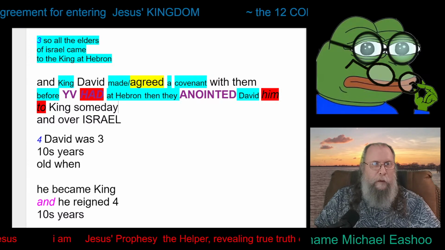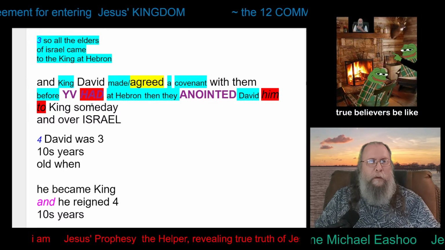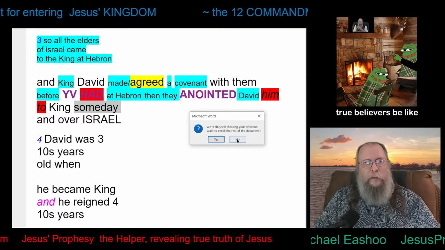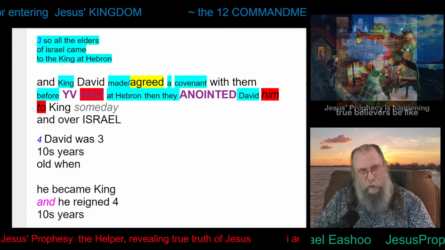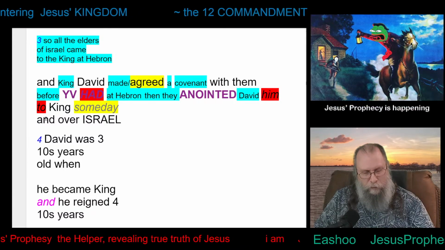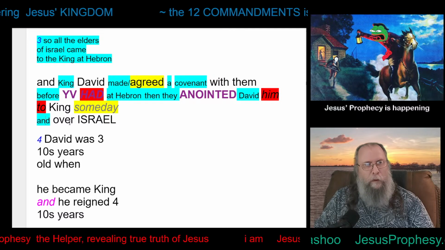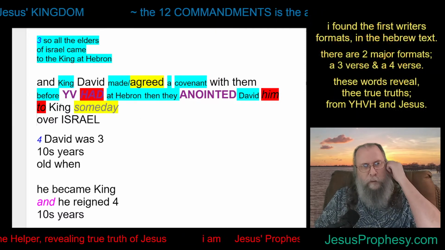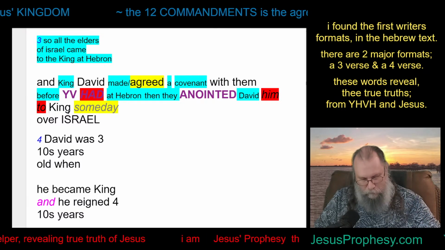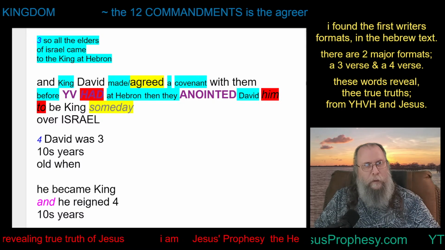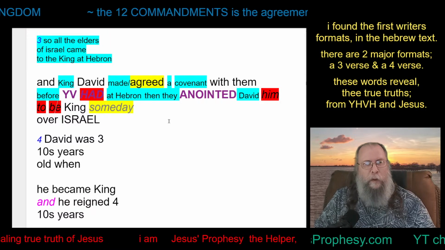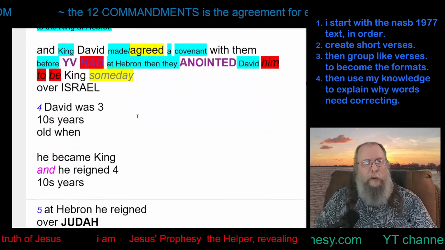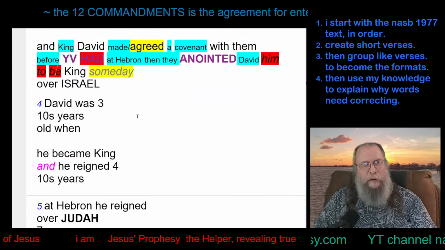Someday. Is that even one word? Can that be one word? Yes. Someday. Oh, I added that, so I get rid of it. Over to. Okay, that is a 4-verse. And now there should be another 4-verse, but it's not.